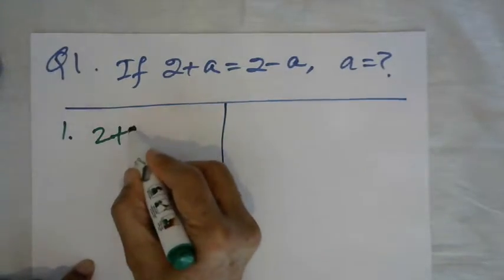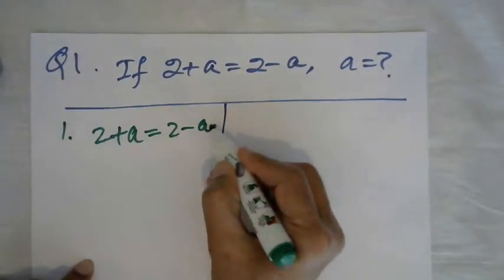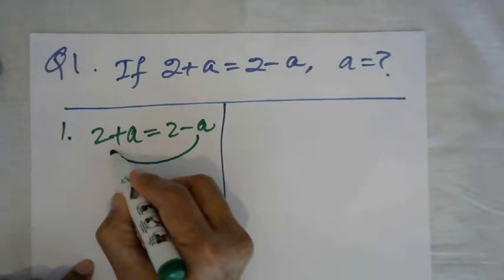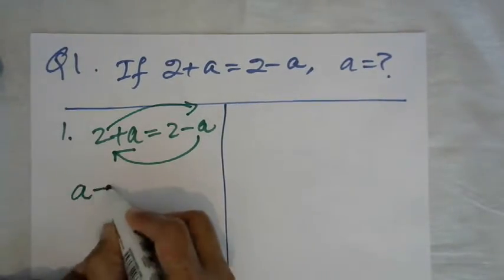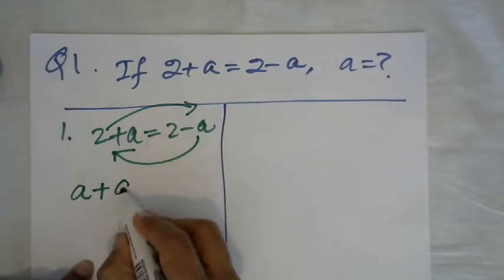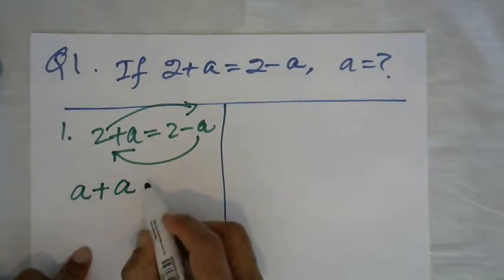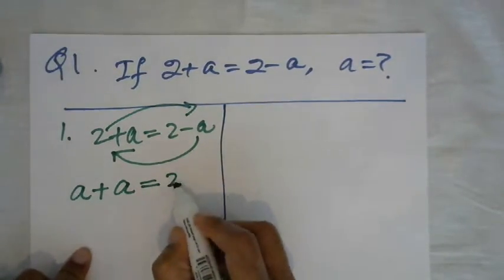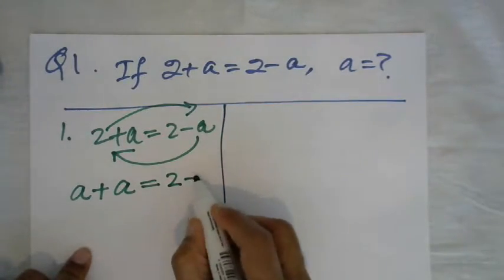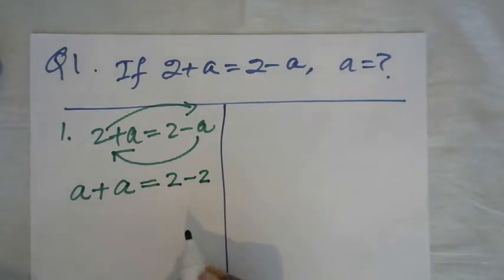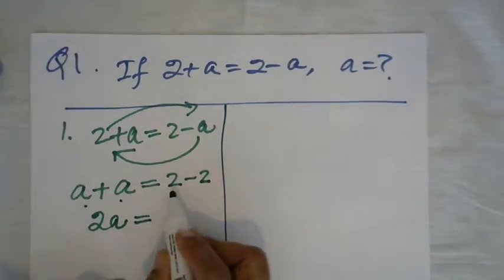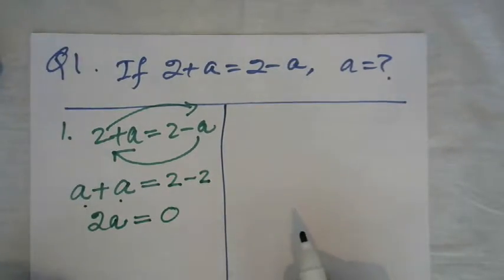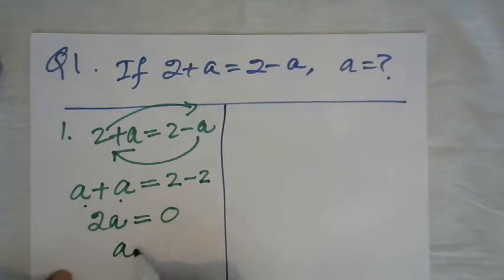2 plus a is equal to 2 minus a. You can transfer negative a to the left and 2 to the right. So you will get a, it is this a, and this negative a will become positive a on the left hand side, is equal to 2, and this 2 when transferred on the right hand side will become minus 2. On the left hand side you have got a plus a, which is 2a. On the right hand side you have got 2 minus 2, which is 0. So if 2a is equal to 0, then a is equal to 0.